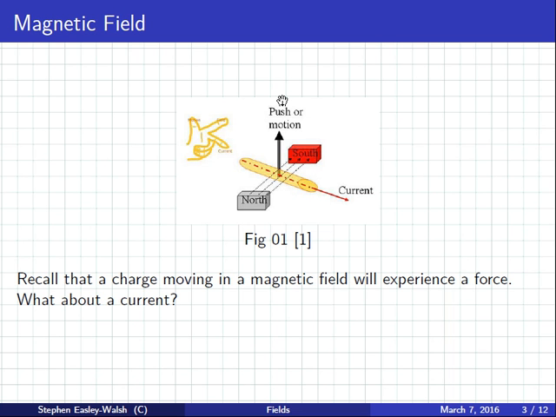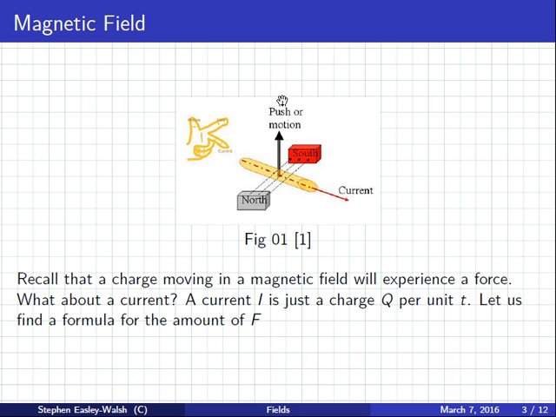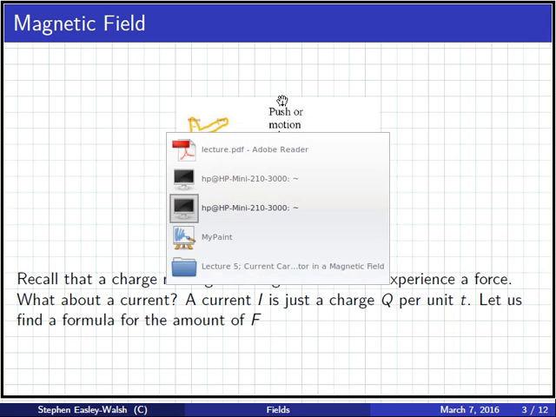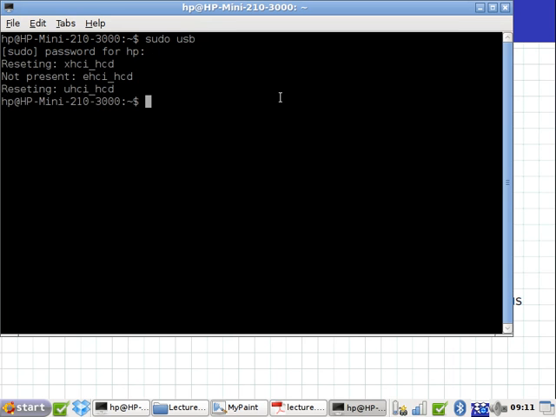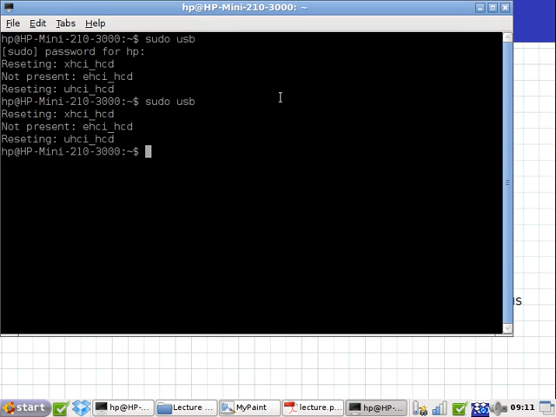Nothing new here. So a charge moving in a magnetic field will experience a force. What about a current? Well, a current is just charge per time. So also a current will experience a force. So the question now is, what is the force that the current will experience? If you just think about from yesterday, how much did we say the force would be for a charge Q? QVB. Yeah, so let's have a look here.